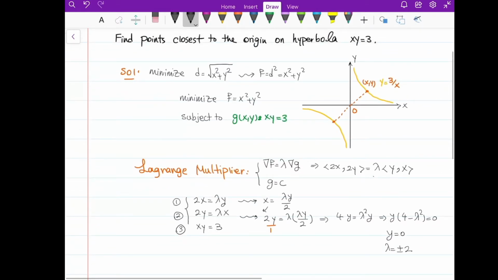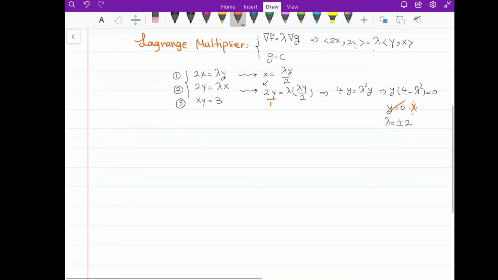y equals 0 is not acceptable because it is not on our constraint. Our constraint is our third equation. If y is equal to 0, I get 0 equals 3, which is not good, so I don't have this one. So lambda equals plus or minus 2.